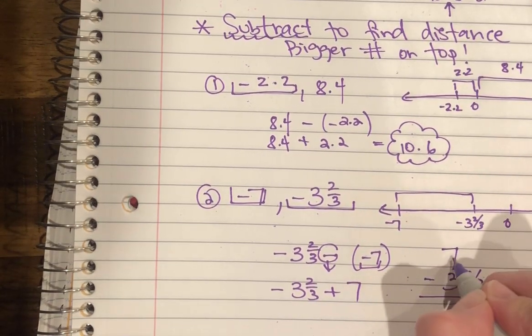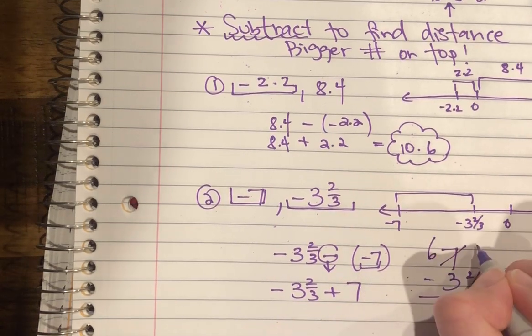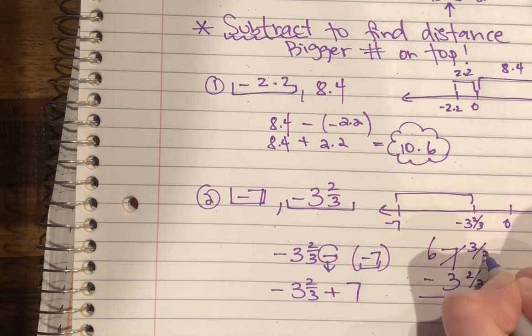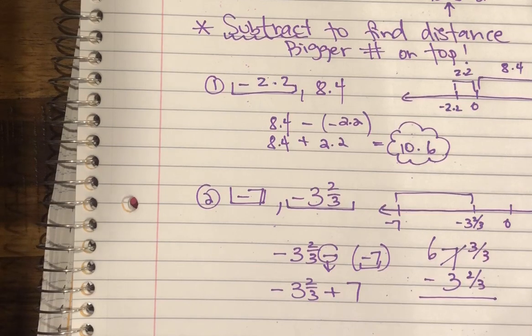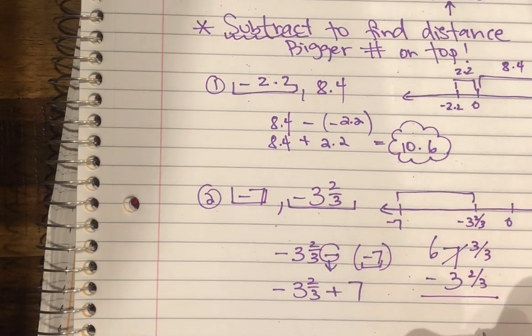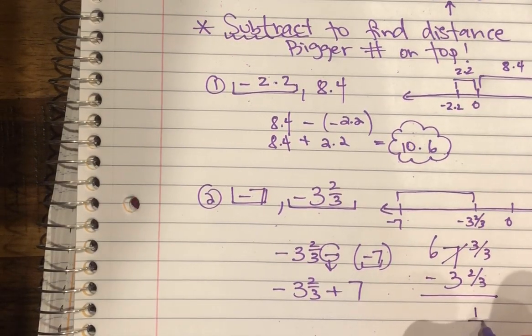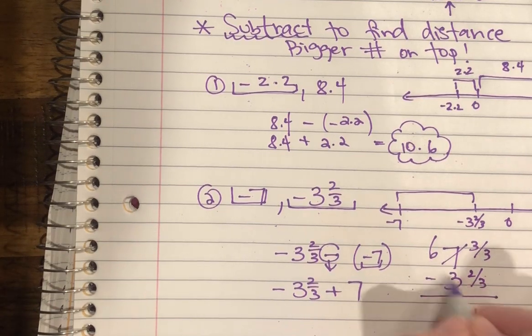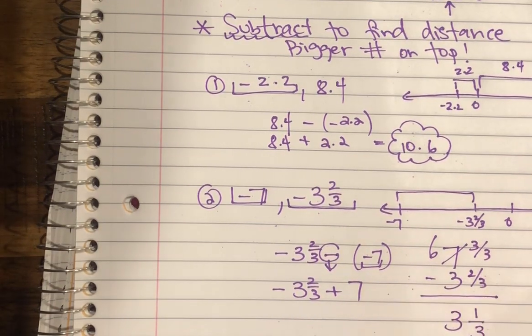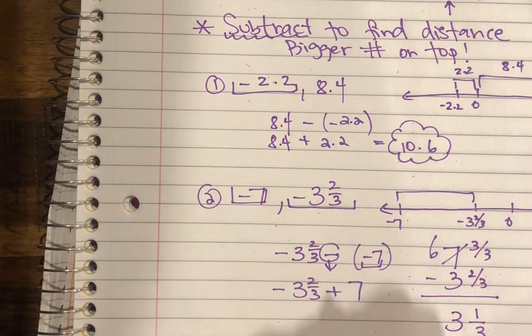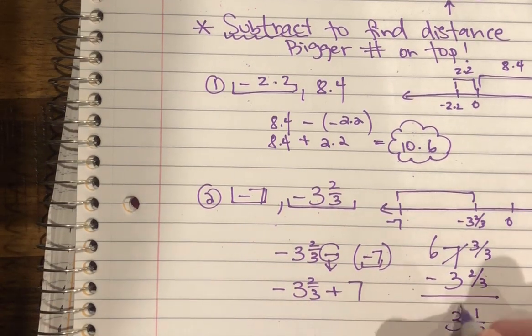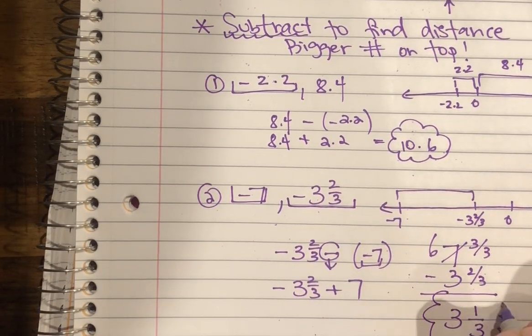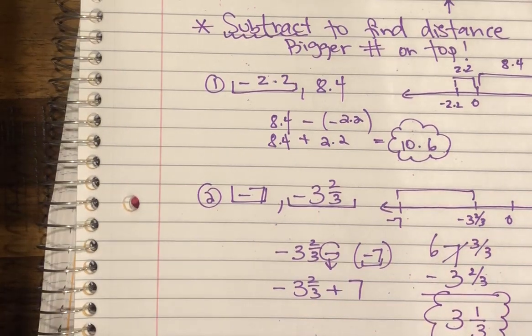Well, we need to borrow, so 7 becomes a 6. 6 and 3/3 is equivalent to 7. 3/3 minus 2/3 is 1/3. 6 minus 3 is 3. I have more than I owe. The distance between them has to be positive, and the distance is 3 and 1/3.